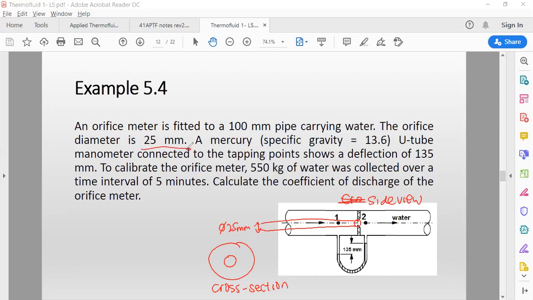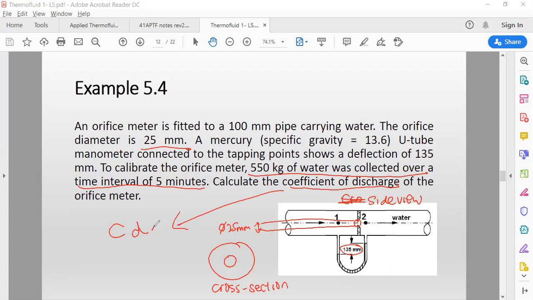A U-tube manometer is connected, and the height difference is 135 mm. To calibrate the orifice, 550 kg of water is collected over an interval of 5 minutes. Calculate the coefficient of discharge. So what the question wants here is to find out my CD.